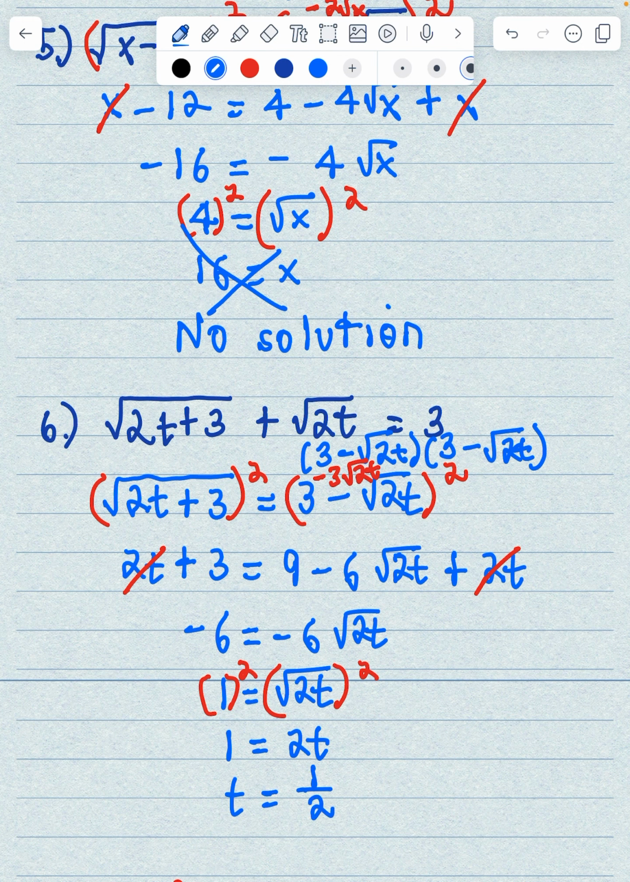If I check that, in my original equation, 2 times 1/2 is 1, 1 plus 3 is 4, the square root of 4 is 2, plus, in the second radical, 2 times 1/2 is 1, the square root of 1 is 1, so I end up having 2 plus 1 on the left, which is 3, and checks.